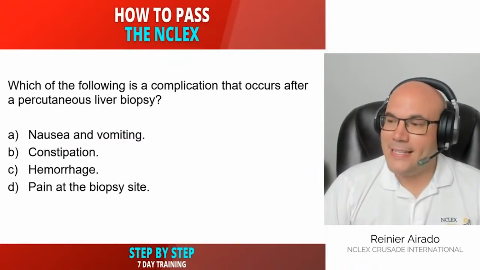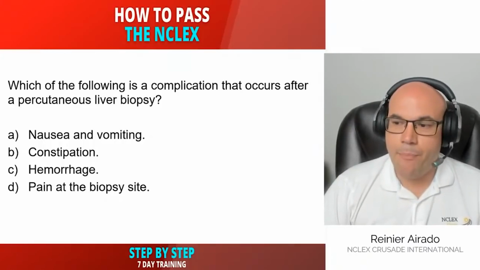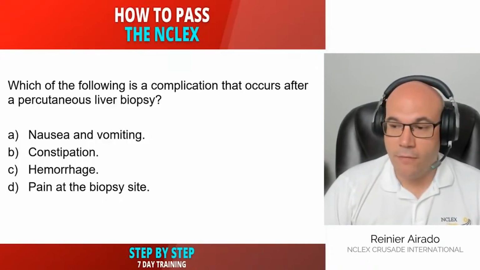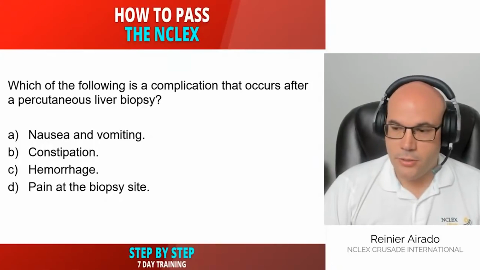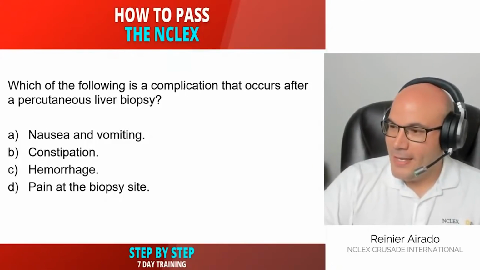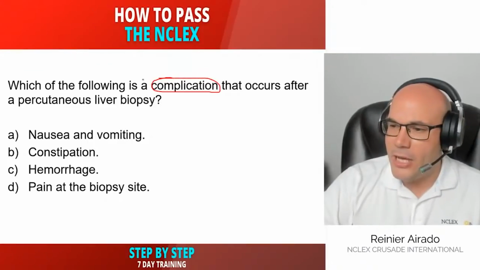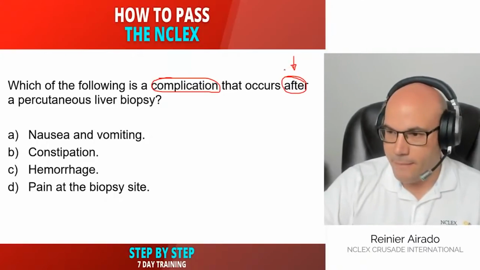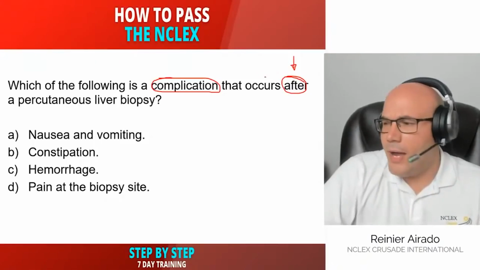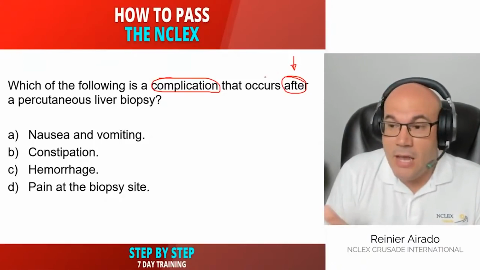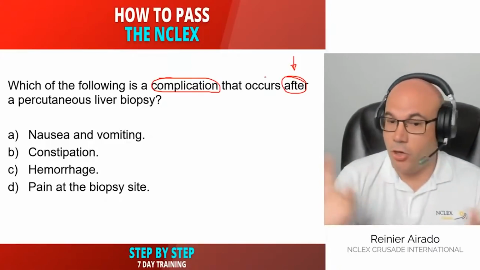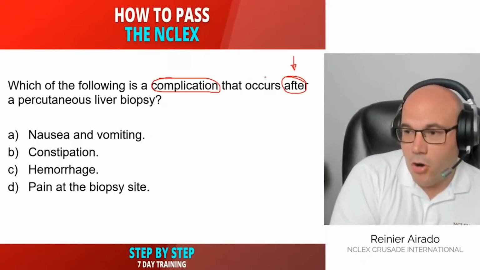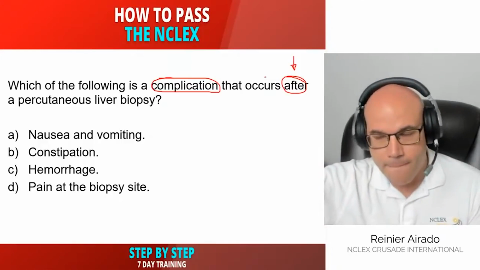Which of the following is a complication that occurs after a percutaneous liver biopsy? We have answer A, nausea and vomiting; constipation; hemorrhage; pain at the biopsy site. So complication, this question is about complication after. This is an important keyword, and we're going to talk about keywords in a little bit. After a percutaneous liver biopsy. Why is this word important? Because if it says before a percutaneous liver biopsy, it's a totally different question. The answer might be different. It might be nursing interventions before the liver biopsy or nursing interventions after the liver biopsy.